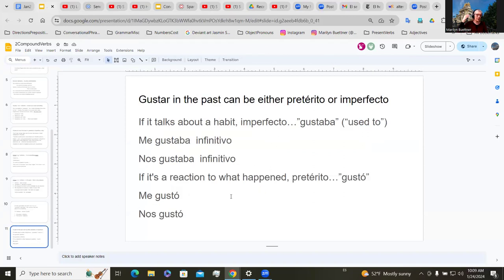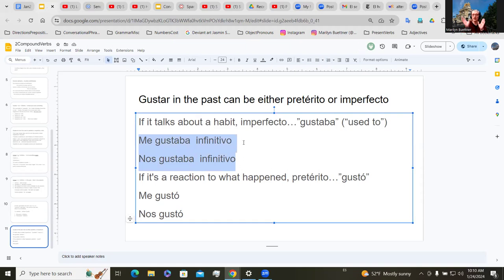Pero cuando hablamos del pasado, es un poquito más complicado. Y la forma de gustar para hablar del pasado, para decir el equivalente de liked, no like, sino liked, tenemos que pensar en algo más específico. Ok. Por ejemplo, if you're talking about a habit, ¿sí? Si hablamos de un hábito, algo que pasó con frecuencia, entonces, gustaba, imperfecto. Ok, y vamos a hablar de esto con infinitivo, ¿bien?